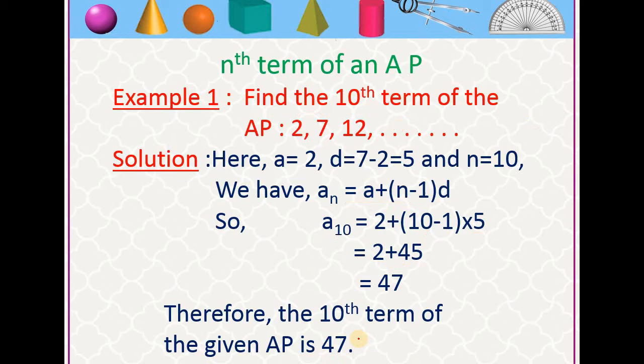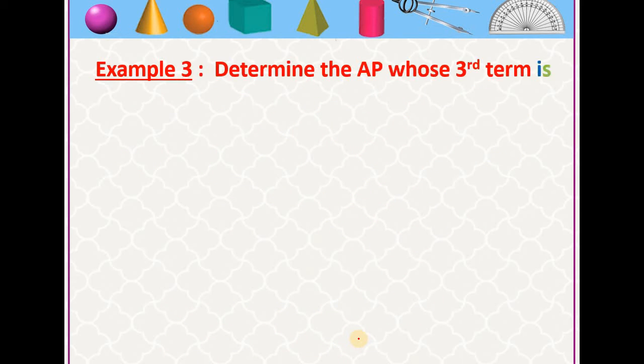Now let us move to the next problem. Example number 3 in the textbook. Determine the AP whose third term is 5 and whose seventh term is 9. If you write the arithmetic progression, we already know that A1 is the first term, A2 is the second term, A3 is the third term, like this. The third term is given, which is 5, and the seventh term is 9. Let us find the solution for this problem.